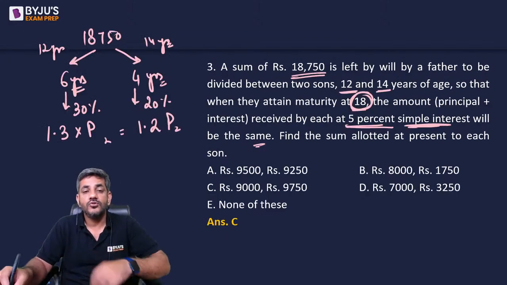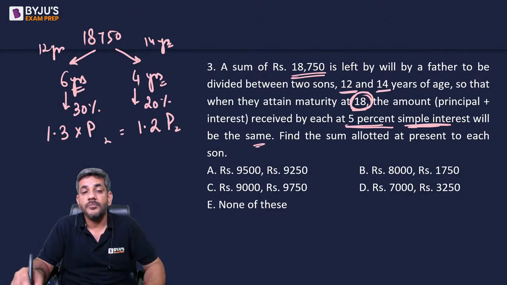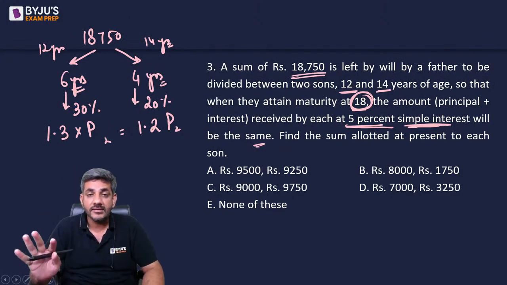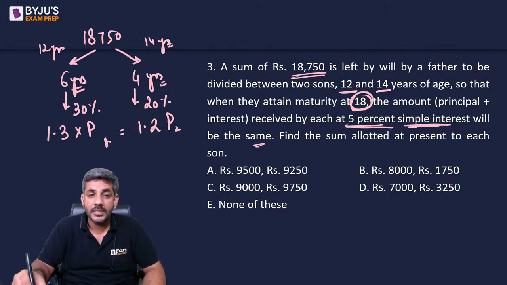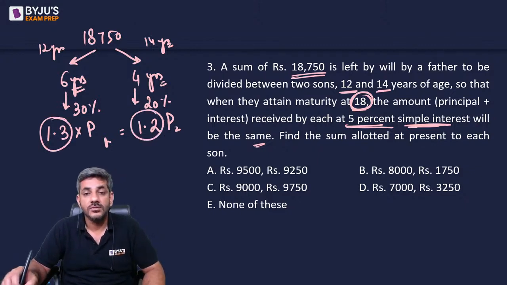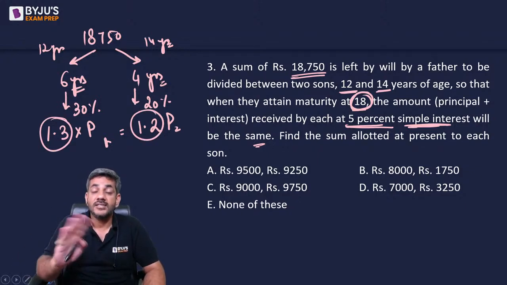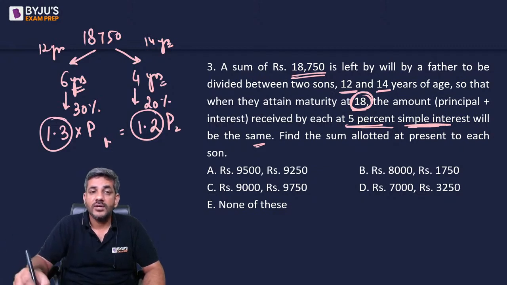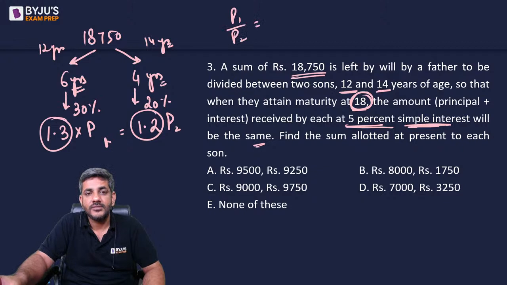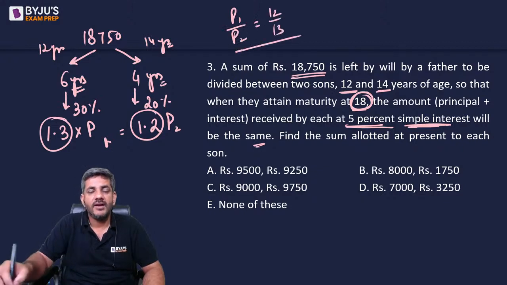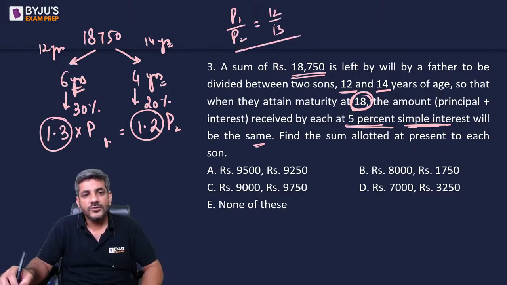We want them to be equal. If these two should be equal, that straight away means the ratio of the two principals is the ratio of 1.3 and 1.2. This must be the ratio. That is 13 is to 12. Because if 1.3 P1 is equal to 1.2 P2, I can say P1 divided by P2 is equal to 12 divided by 13, right? So divide 18,750 in the ratio of 12 by 13.